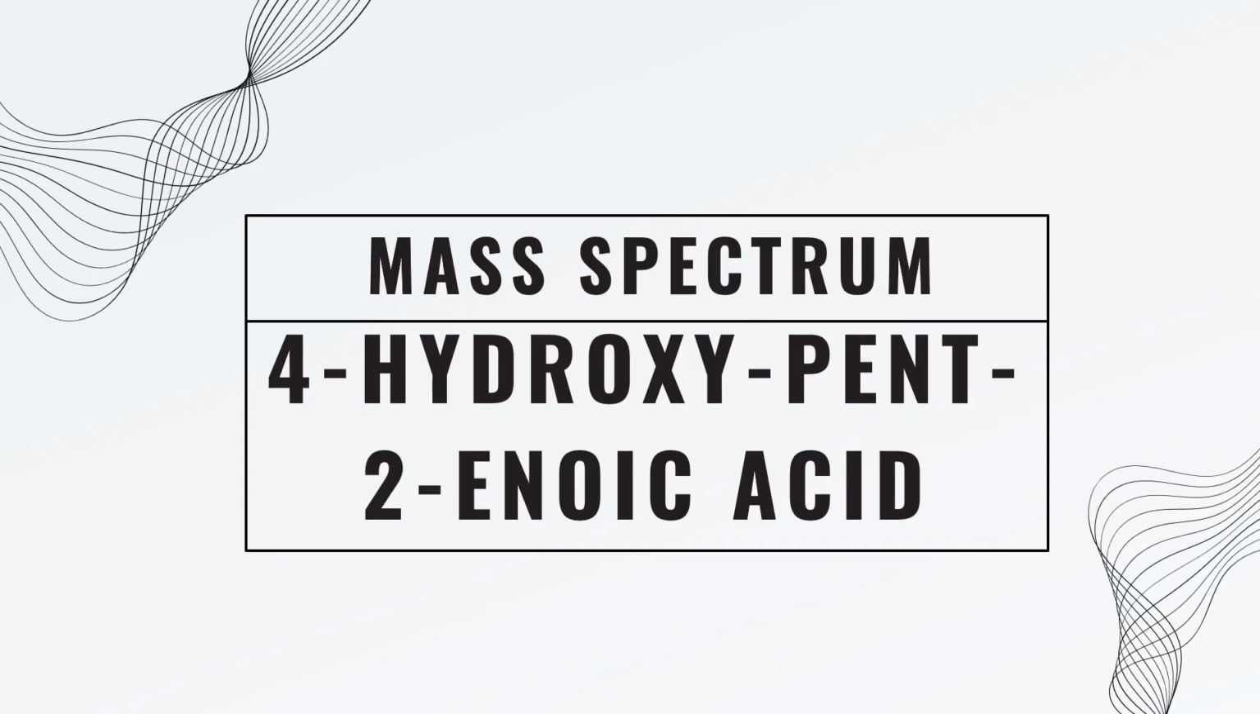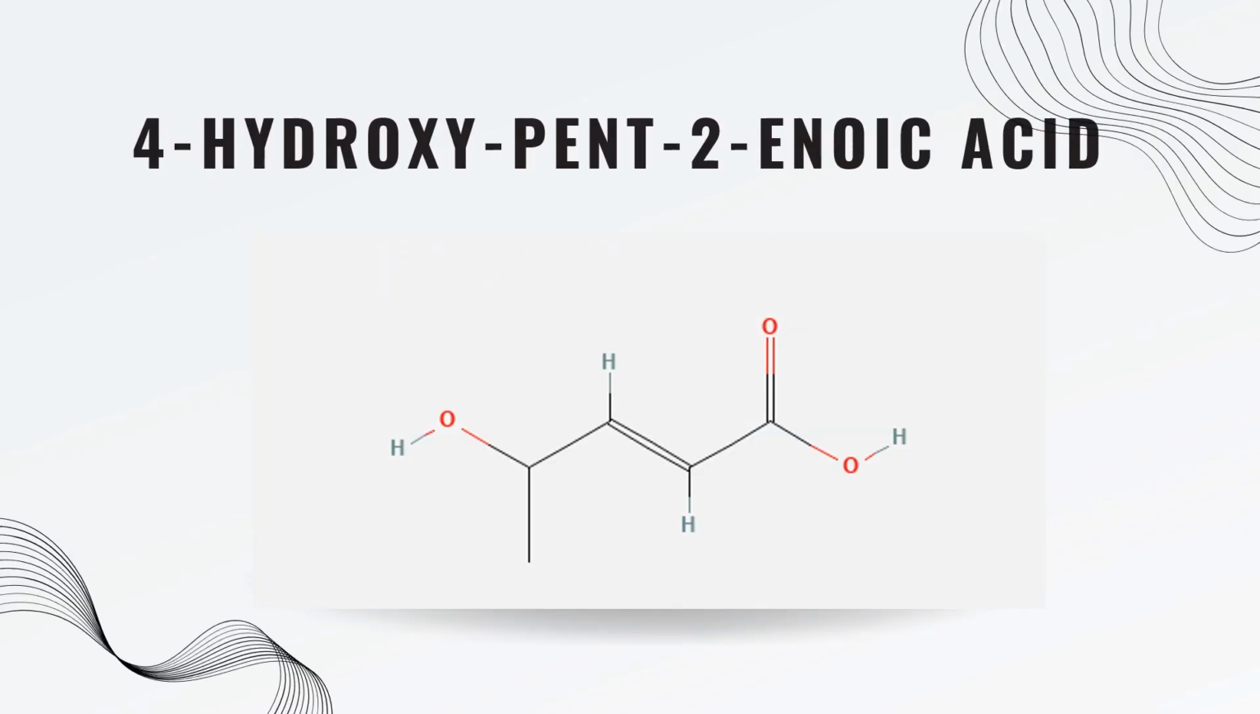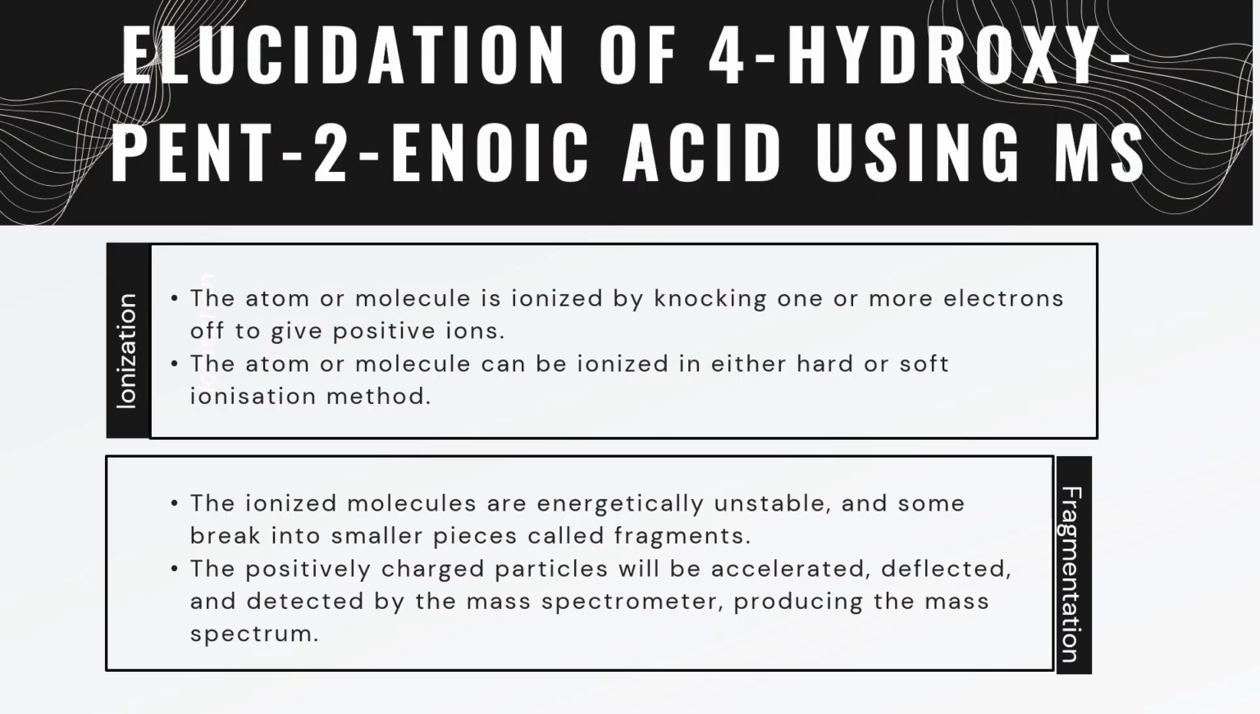Mass spectrum of 4-hydroxypen-2-enoic acid. This is the structure of 4-hydroxypen-2-enoic acid. During the ionization process, the atom or molecule is ionized by knocking one or more electrons off to give positive ions. The atom or molecule can be ionized in either hard or soft ionization method. The ionized molecules are energetically unstable, and some break into smaller pieces called fragments.